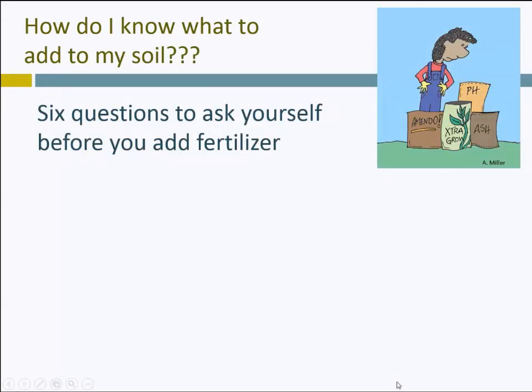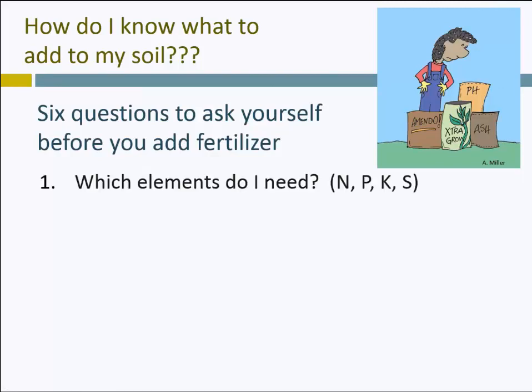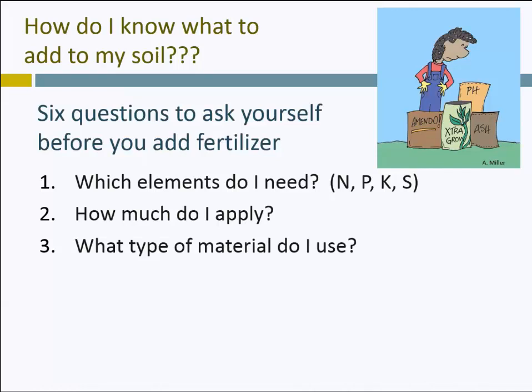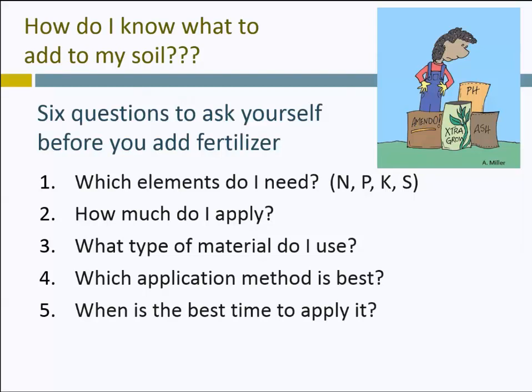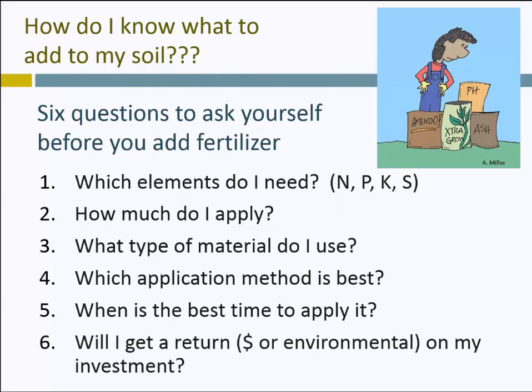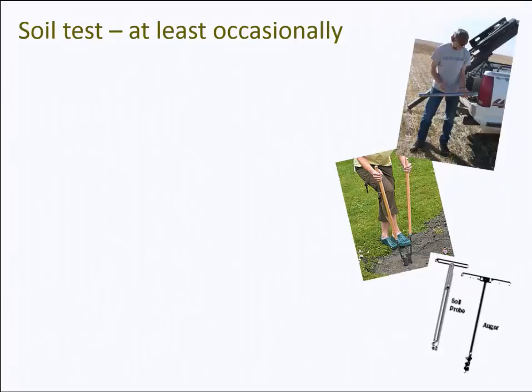So when trying to figure out how to know what to add to your soil, there's 6 questions to ask yourself. One is, which elements do you need? How much should you apply? What type of material should you use, or the source? Which application method is best, meaning putting it on the surface or maybe putting it down in the soil? When's the best time to apply it? And will I get a return on my investment?